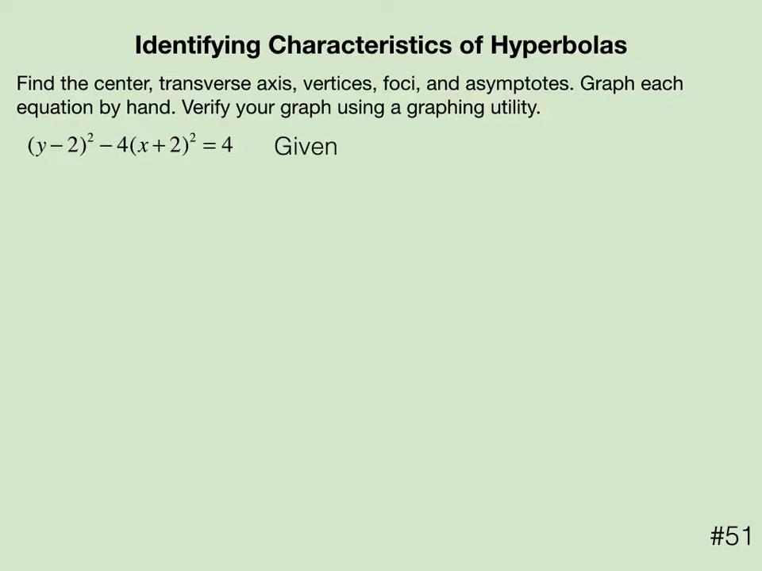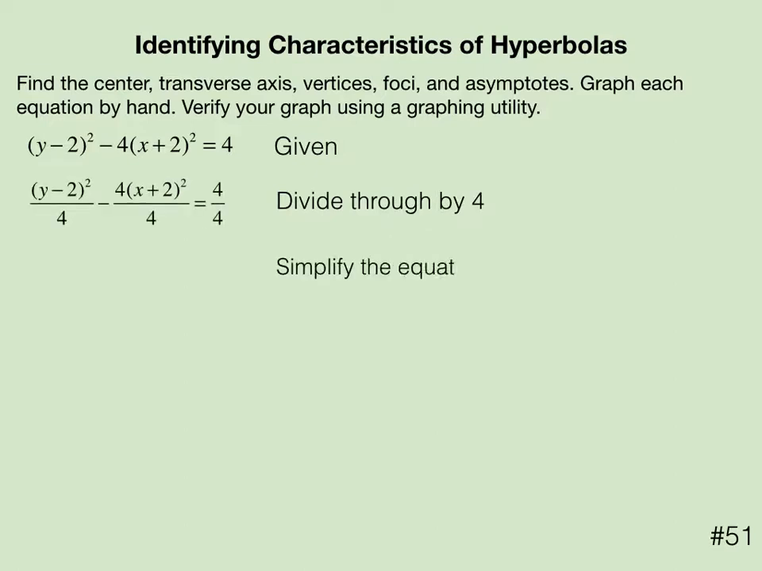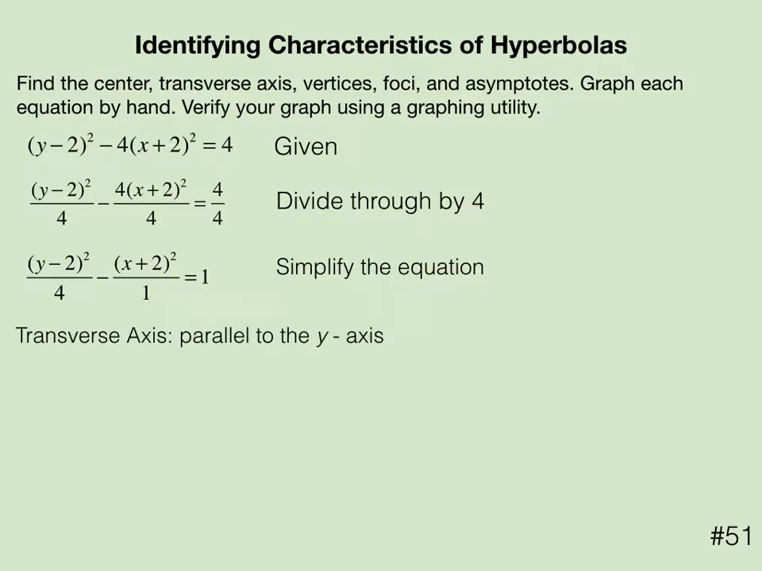So here's the given equation, and we want to divide through by 4 so that we end up having a 1 on the right-hand side. We'll simplify the equation. And the first thing that we notice is that because the y-squared term comes first, the transverse axis will be parallel to the y-axis.